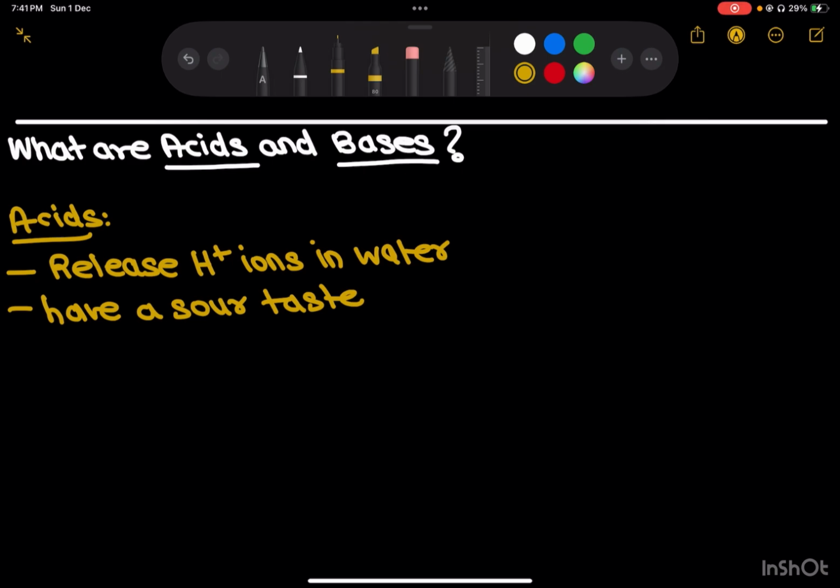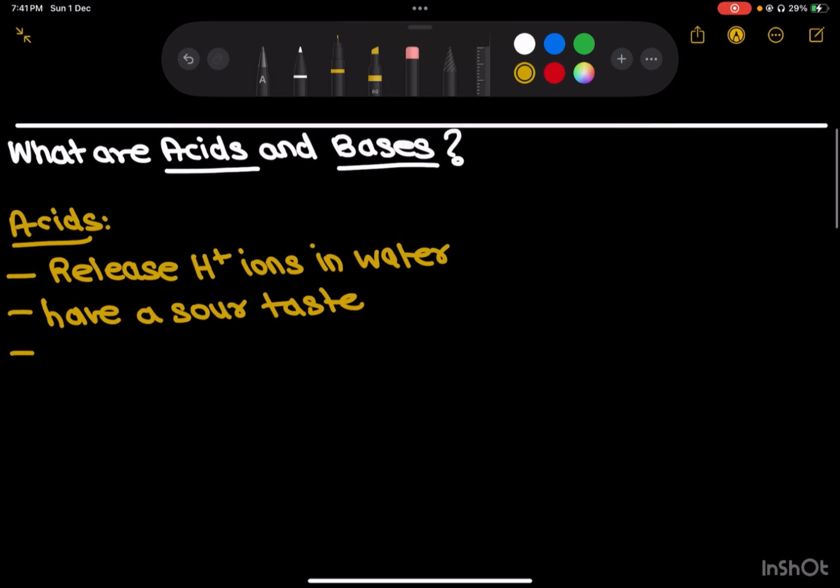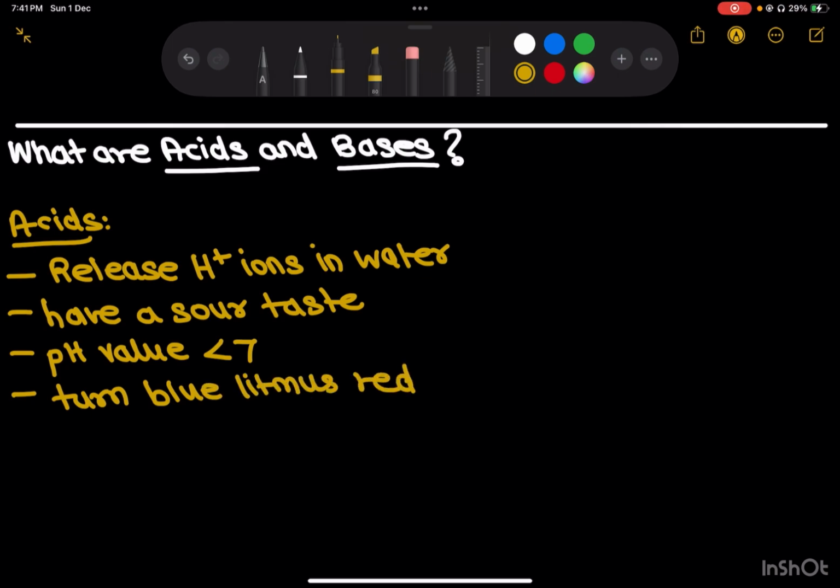For example, you have vinegar, or you have a lemon or an orange. All of them are sour in taste. All of them contain acids, different types of acids, citric acid, acetic acid, etc. So acids usually have a sour taste, correct? They also have a pH below 7. pH value is less than 7, correct? This also you might have studied, but we are going to deep dive into this in the upcoming parts. And the next one is that they turn blue litmus paper red. Turn blue litmus red, correct?